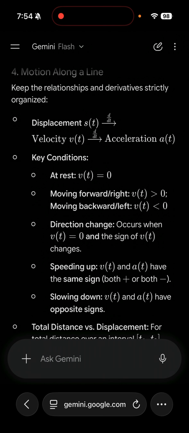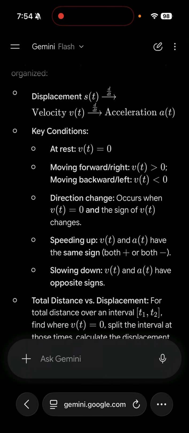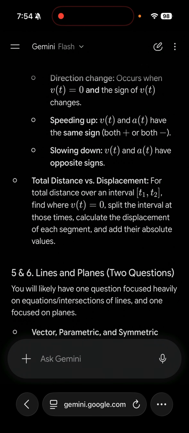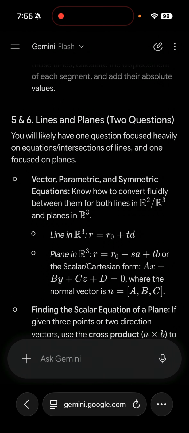Speeding up: v(t) and a(t) have the same sign, both positive or both negative. Slowing down: v(t) and a(t) have opposite signs. For total displacement or total distance over an interval [t1, t2], find where v(t) equals 0. Split the interval at those times, calculate the displacement of each segment, and add their absolute values.